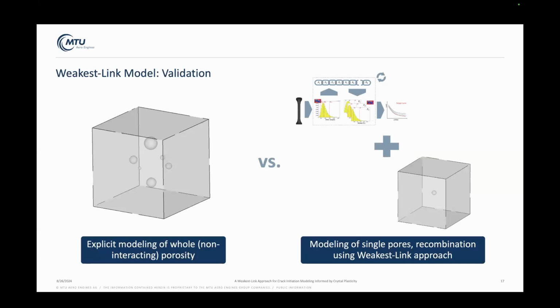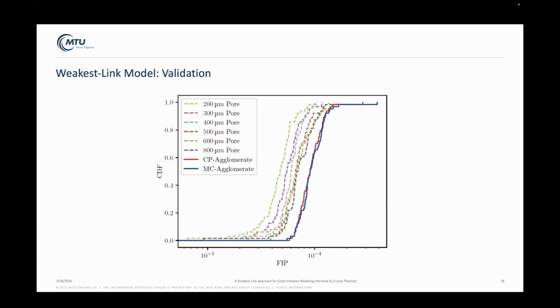So the first thing we wanted to confirm is that our model assumptions are actually correct. To do so, we compared the results of modeling multiple pores explicitly using crystal plasticity to the case where we modeled only single pores explicitly with CP, and coupled this with the presented weakest link model. And yeah, this is how the result looks.